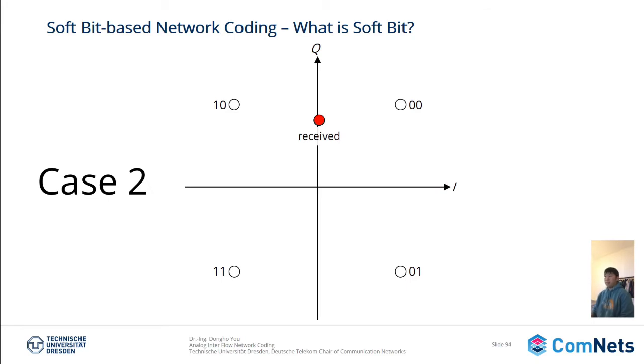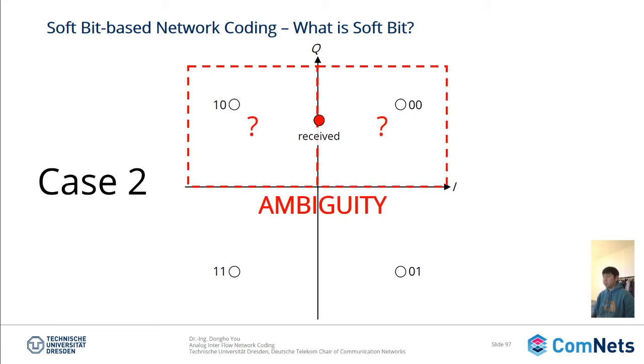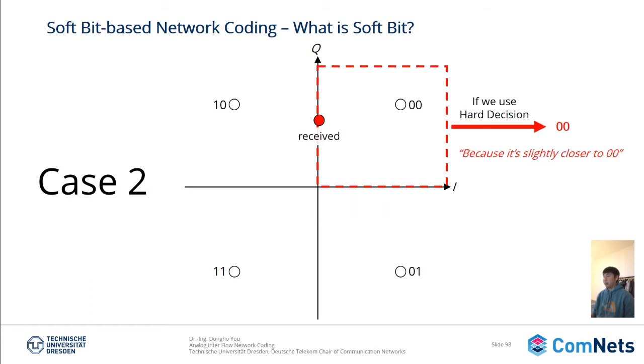Okay, let's see another example. If the received symbol is here, what is the transmitted symbol? It seems to be close to the symbol of 00 here. So, can you be sure that the symbol 00 was transmitted? Or do you think that the symbol 10 was transmitted? Actually, this is so ambiguous. We don't know that. But when we use the hard decision, the demodulator just converts it into 00 because it's slightly closer to the symbol of 00 than the symbol of 10.